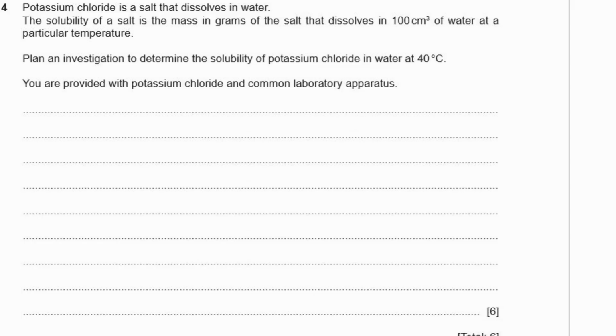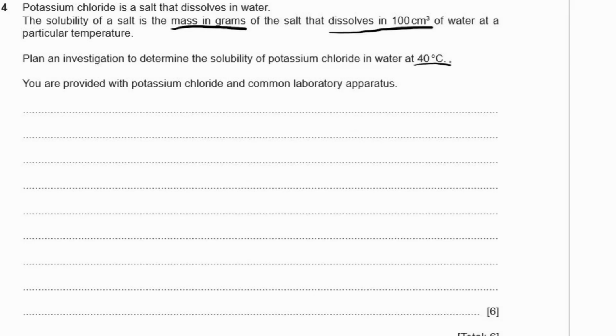All right, so there's a few different ways to answer this question. I'm going to only explain one of them rather than go through and explain every single one. Okay, so the method that I'm going to describe involves evaporation. So what is it you're trying to do? Okay, you're trying to figure out the mass in grams that dissolves in 100 centimeters cubed of water at 40 degrees Celsius. Okay, so that's all you're trying to do.